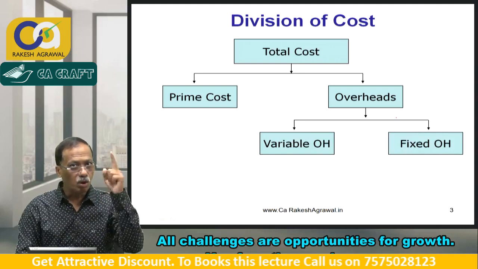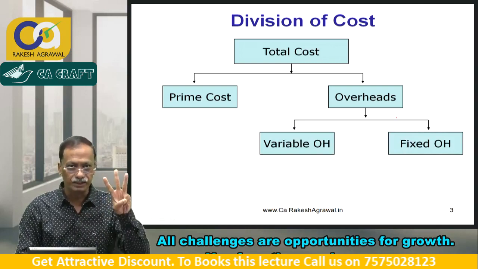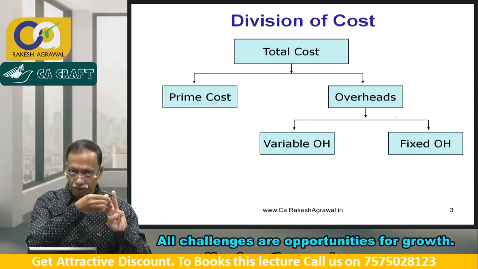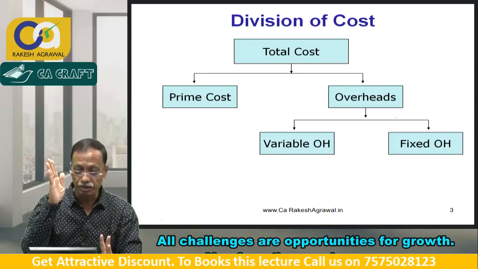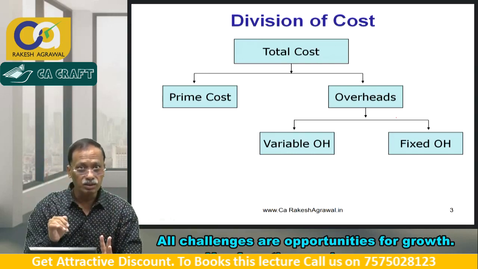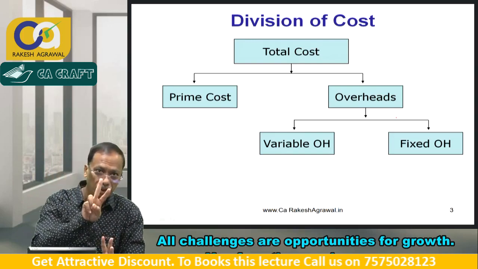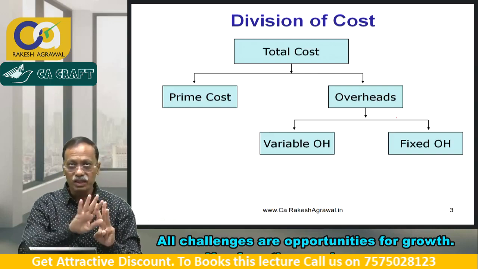If you remember, for cost sheet purpose we had divided or classified overheads in three parts. For cost sheet purpose, that was factory overheads, administration overheads and selling and distribution overheads. That we had done for cost sheet purpose. Now here for marginal costing purpose, I would like to classify overheads only in two parts, that is variable overheads and fixed overheads. It means these three overheads will go.